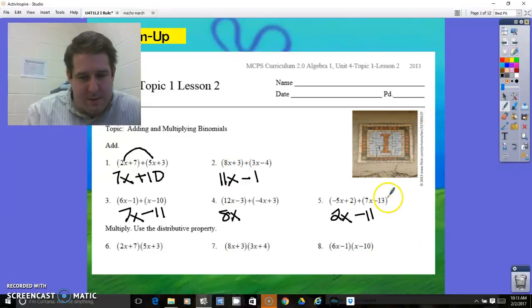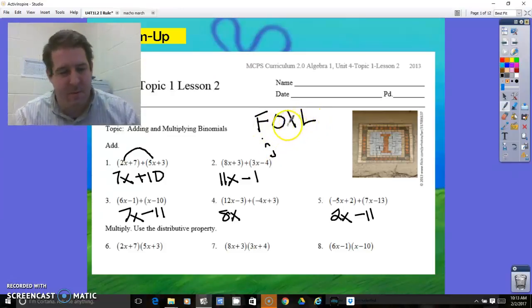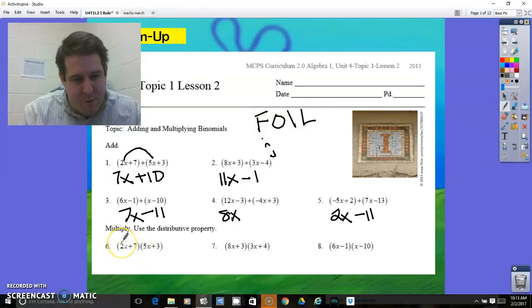You're going to use a process that you might not have heard before. It's called the FOIL process, and it's an acronym. It stands for first, outer, inner, and last. When you look at your terms, the first ones are the ones that come first in their parentheses. The outers are the ones on the outside edges, the inners are on the inside, and the last are the things that come last.